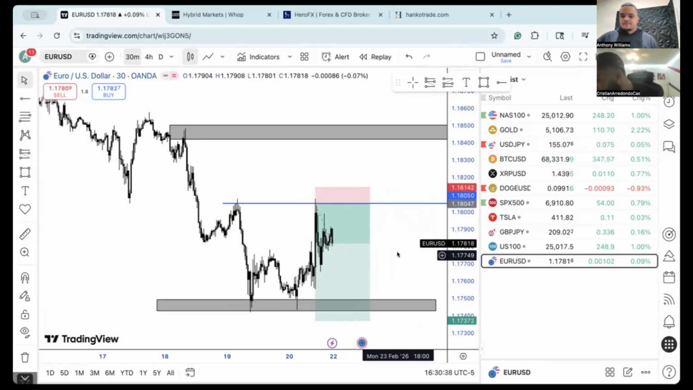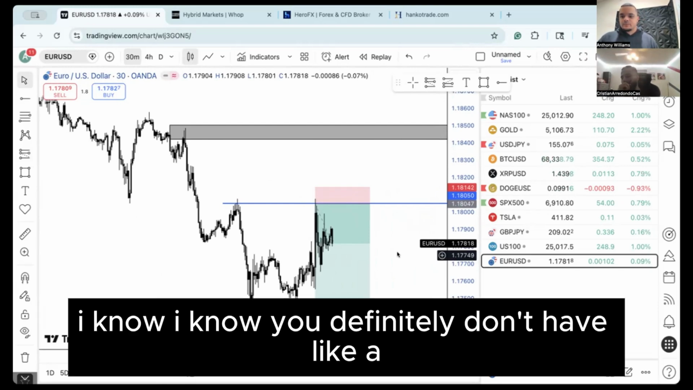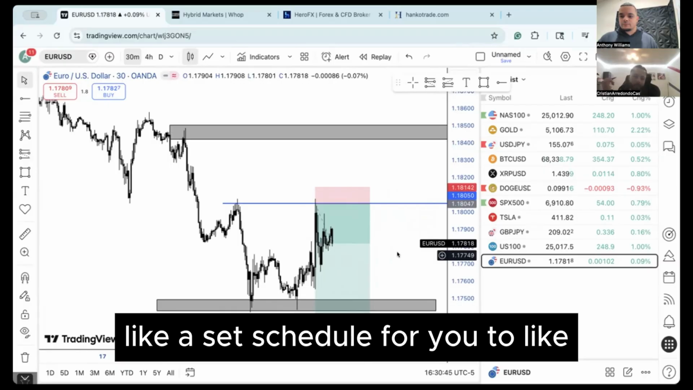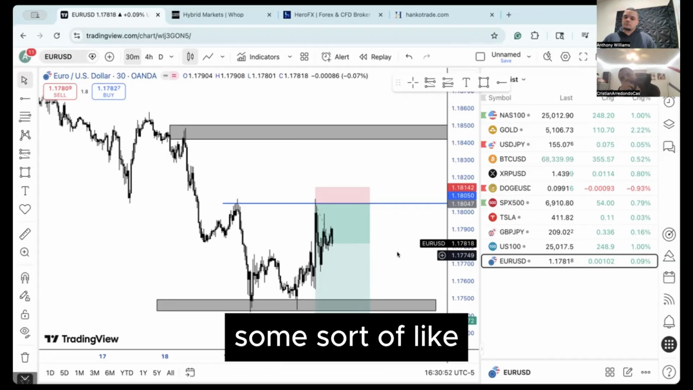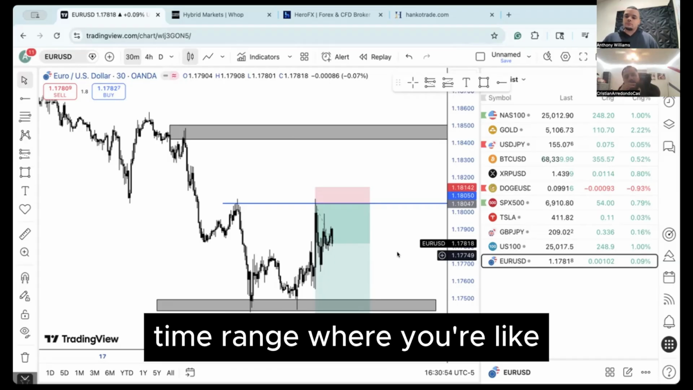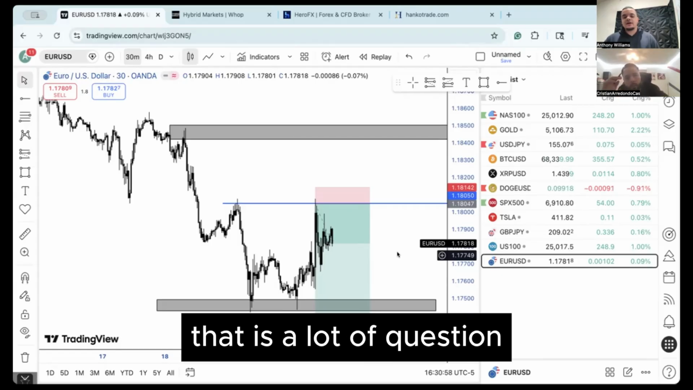I know you definitely don't have a set schedule for when to take a trade or not, but do you have some sort of time range, like in the morning? That is a question I get a lot.